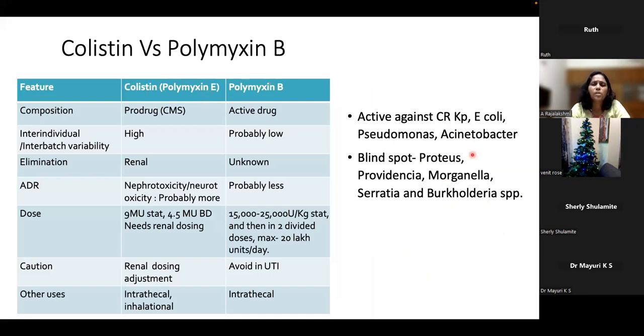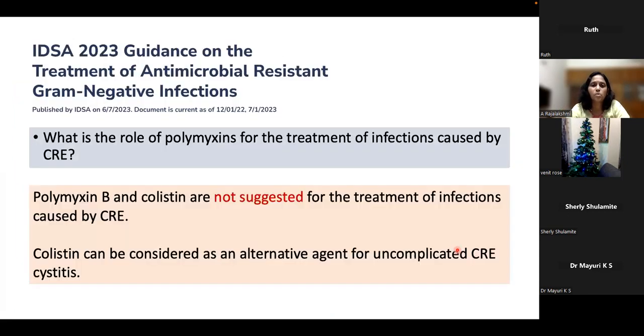So it is active against many gram-negative bacteria, but the blind spots are it doesn't act against Proteus, Providencia, Morganella, Serratia, Burkholderia. Remember, many of these are nosocomial pathogens. So if a patient develops ongoing infection while on colistin, you have to think about colistin blind spot, that is the gap in the spectrum and coverage.